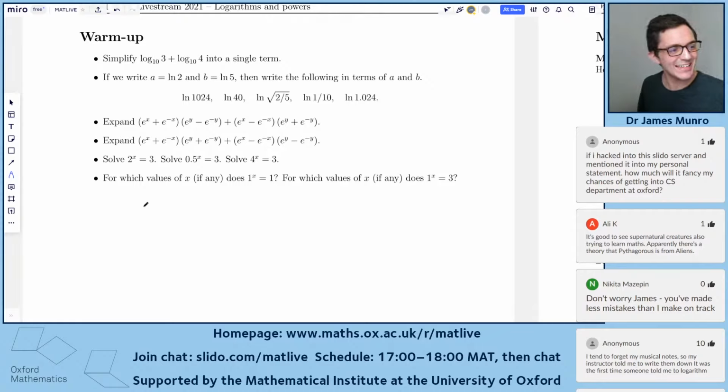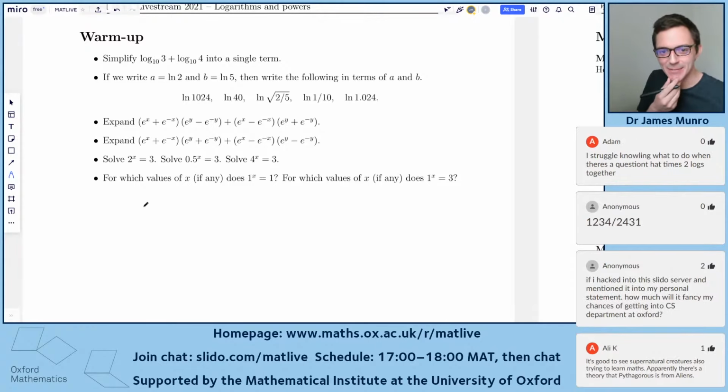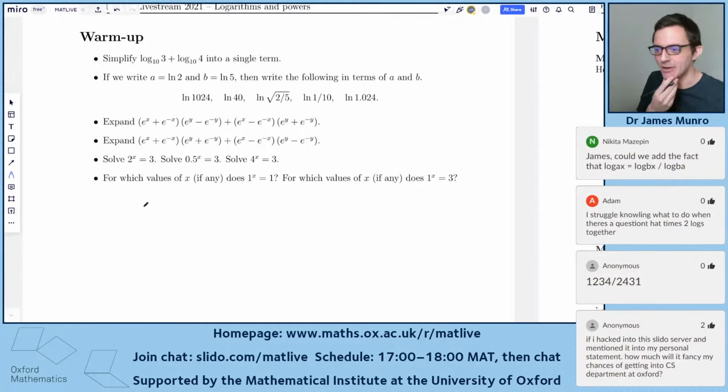Good. If I hacked into the Slido server, so it's a very worrying question, then mention that in your personal statement. Is that a good experience for computer science at Oxford? Good stuff. Right. Okay. Not good stuff. Please don't hack my Slido during a live stream. How are we doing? Right, okay.